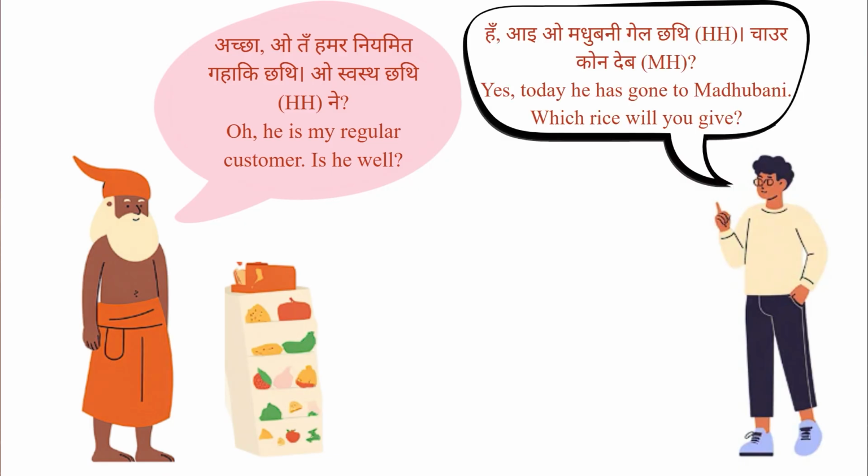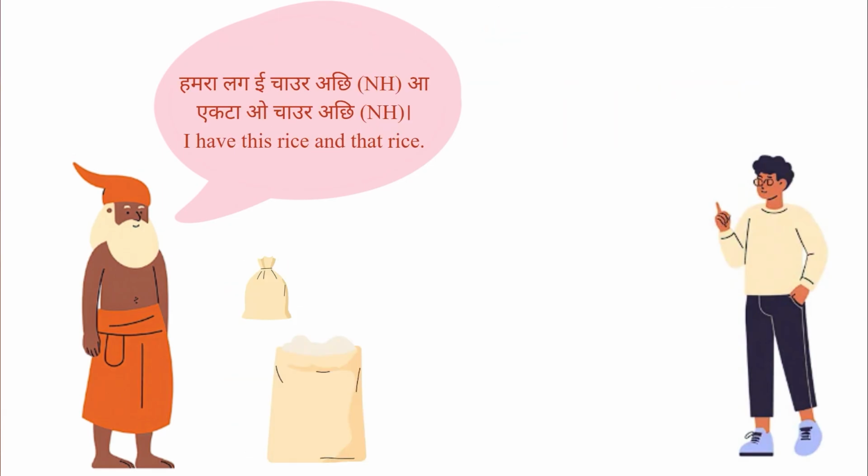Haan, O Madhubani gel chhathin. Chaur kaun deb? Yes, today he has gone to Madhubani. Which rice will you give? Hamra lag E chaur chhai aa ekta O chaur chhai. So he is referring to the two rice bags, as we can see from the image. One is near, one is far. So for the near one, he is using E, and for the far one, he is using O. So for non-human reference like objects, we again use E, O, but O and U are used interchangeably sometimes.